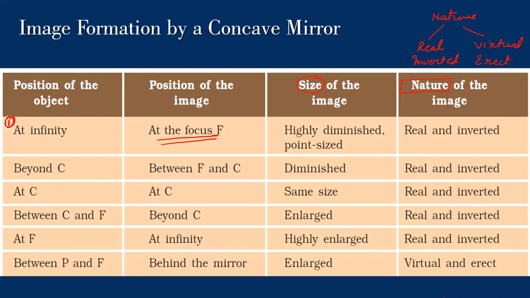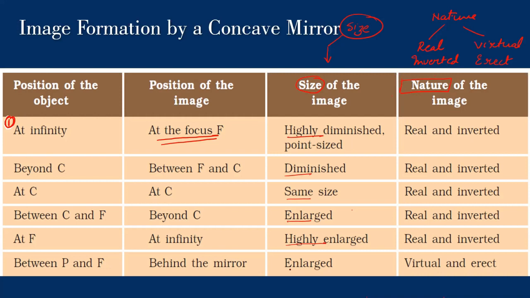Okay, so these two things will come in nature. Now, as far as size is concerned, size will again be of two things. Either it will be highly diminished, or point size, or it will be diminished, that is little smaller than the object. Secondly, it will be of the same size, enlarged, highly enlarged, and then again enlarged. So let's see, as we go on changing the positions of the object, how the images are formed.